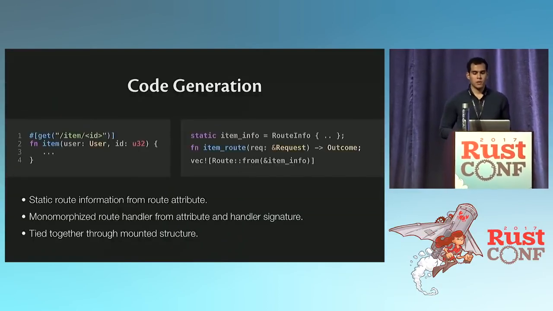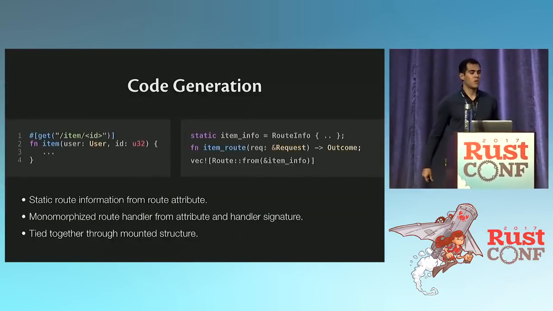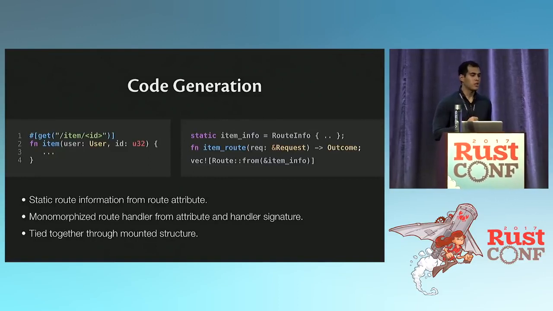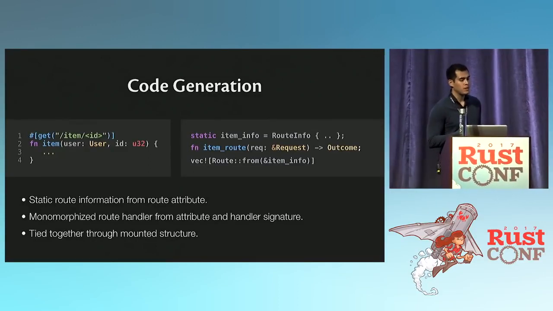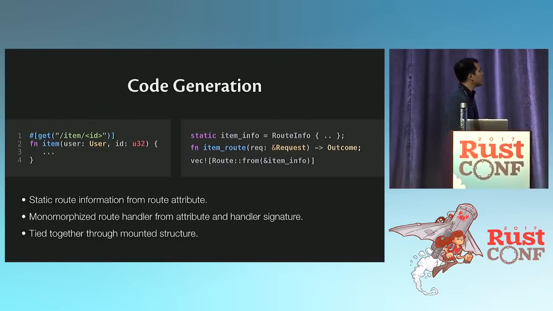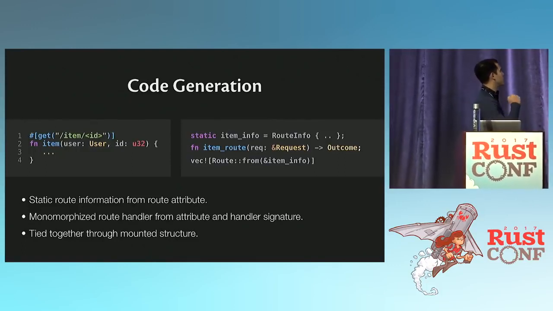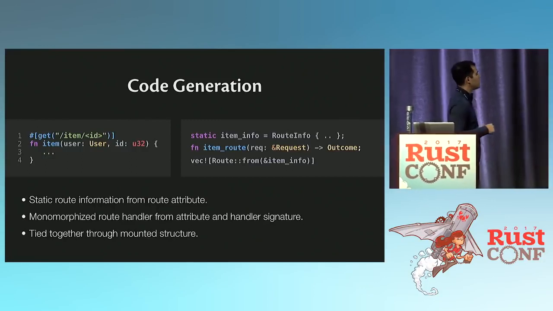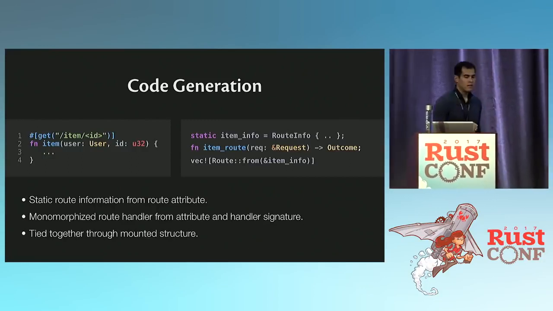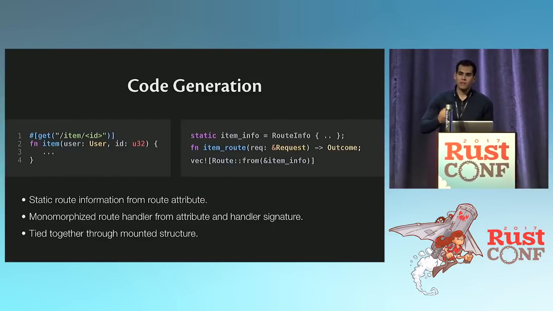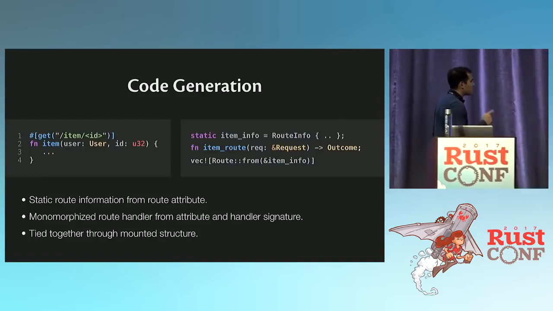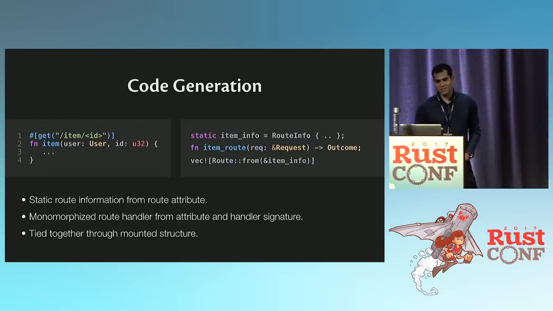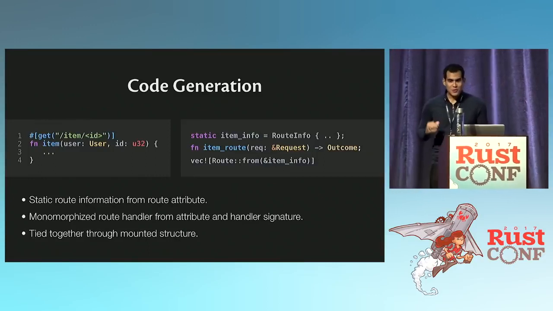All right. So in summary, this is all the code generation that Rocket does. It takes that route attribute and generates a route info structure, a static route information structure. It takes your route handler and it monomorphizes it into something that goes from request to outcome. And then it takes your routes bang and converts it into a vector containing routes that match your static route information. That's it. If you tell me this is magic, then I don't know what magic is. This is super simple.